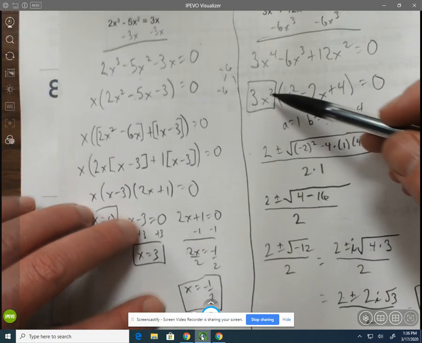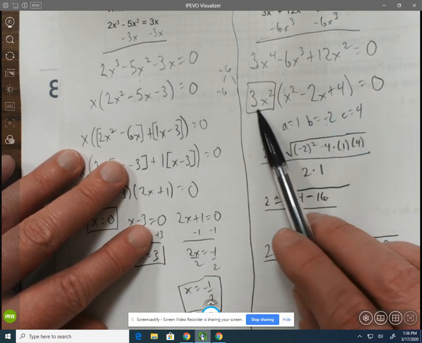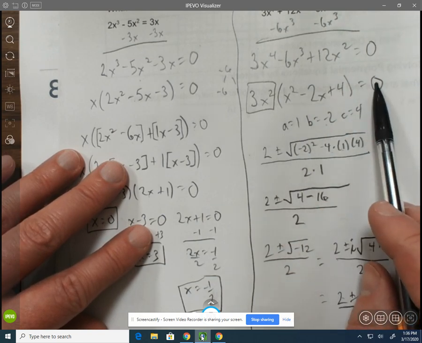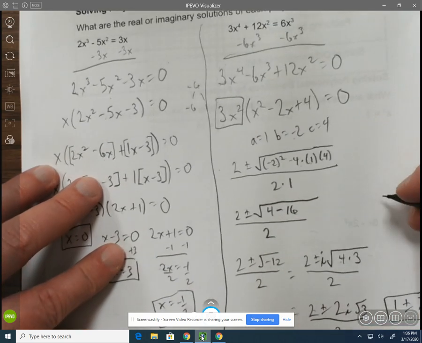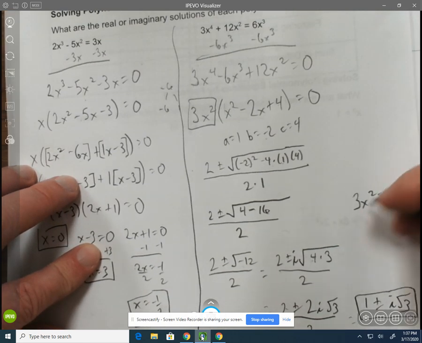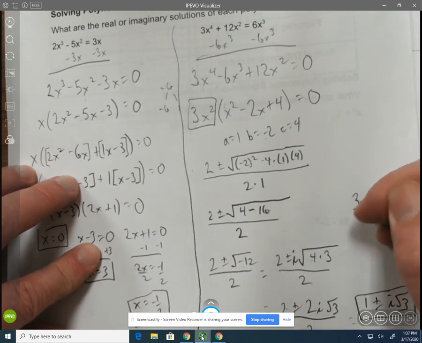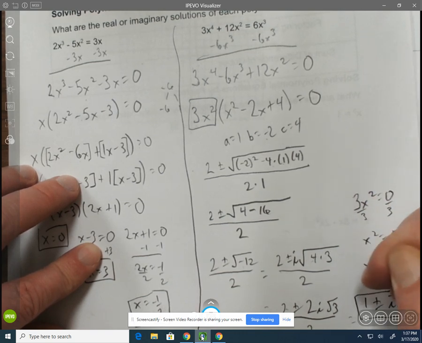Now, the other solution, remember I said we're going to deal with this here in a little bit, because the other solution is, hey, when is this going to equal 0? Well, when will 3x squared equal 0? So I'm going to solve that here. So when will 3x squared equal 0? I divide by 3. When is x squared going to equal 0?